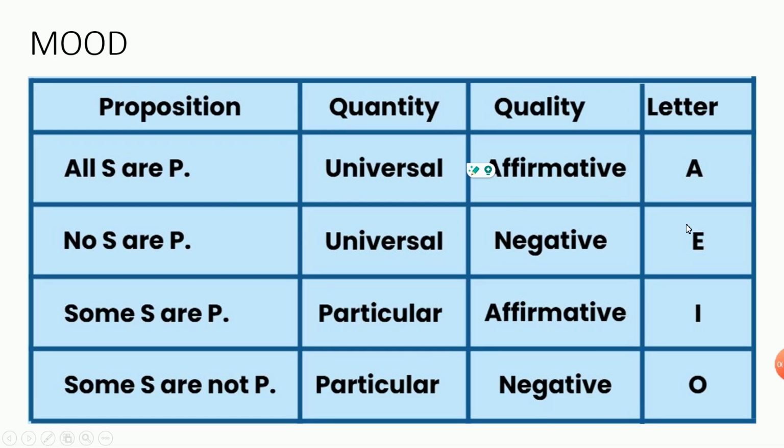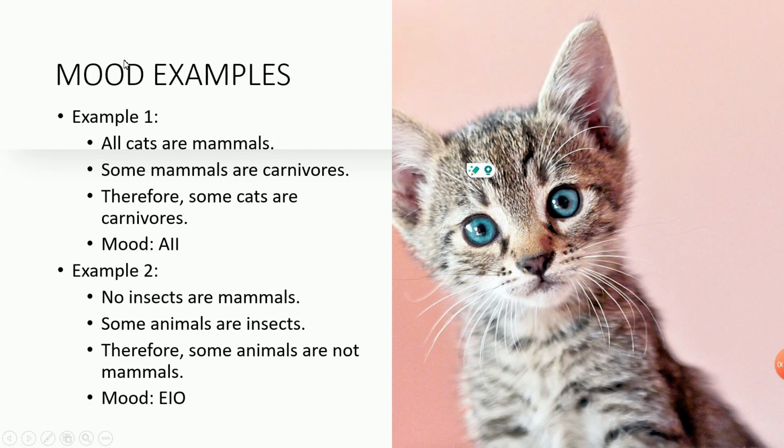So based on that only we are assuming the mood of any arguments. So mood and figure: mood, if all, that is universally affirmative, that is denoted by A, and no is universal negative, that is denoted by E. And here some yes are, that is particular affirmative, some yes are positive is I and the negative is O. So these are the 4 letters denoting the mood.